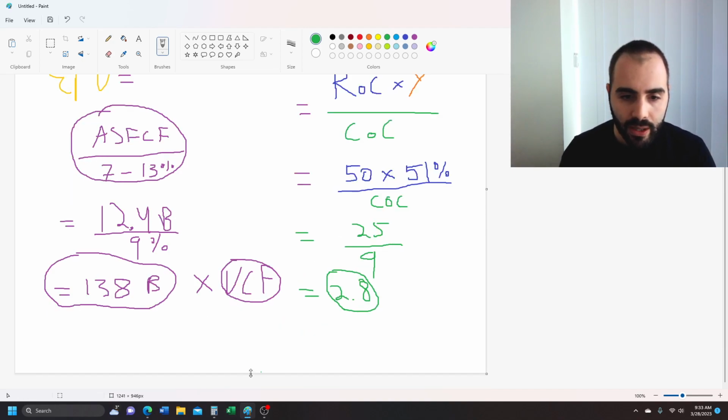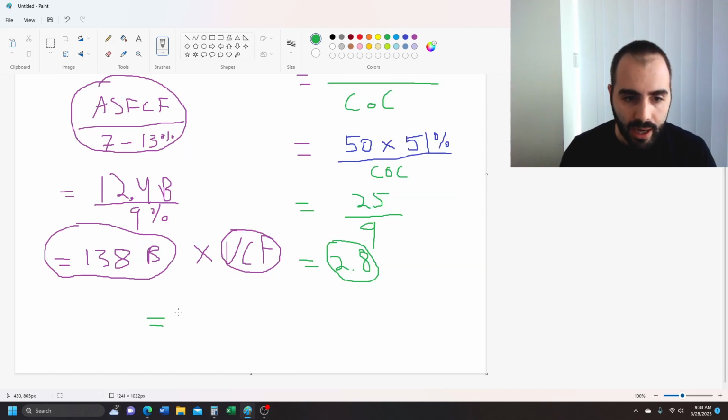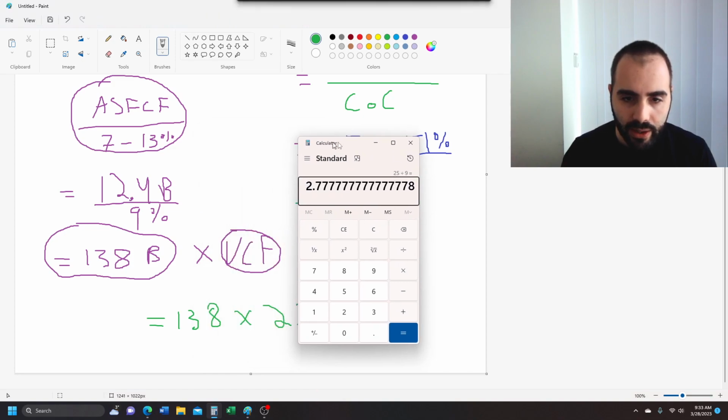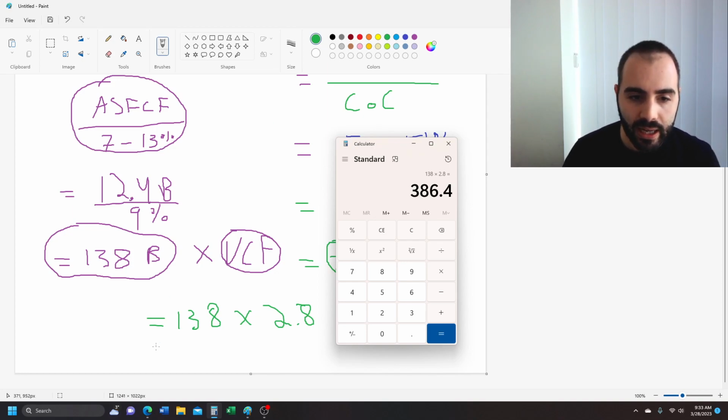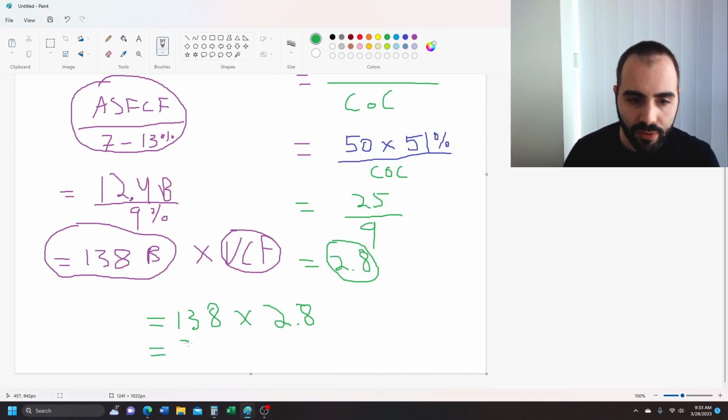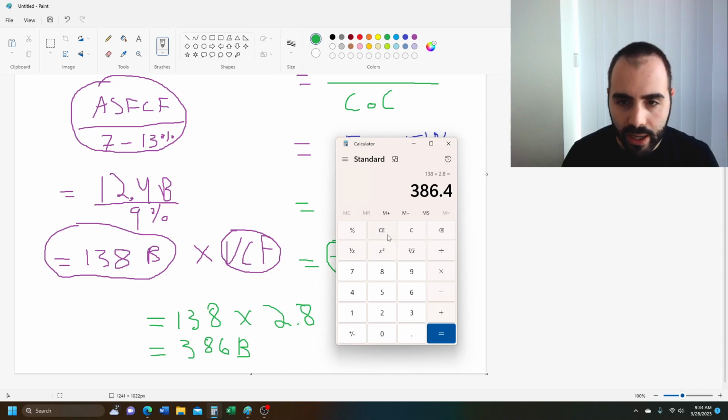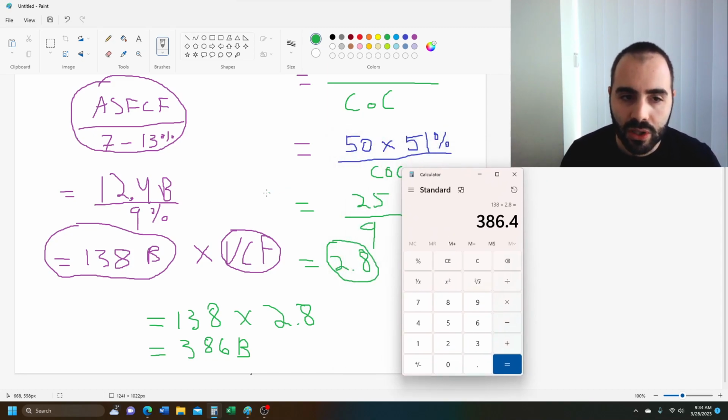Now, what we do here is we take 138, which was our earnings power value, multiplied by our value creation factor. So 138 earnings power value times a 2.8 value creation factor gives us an intrinsic value approximation of $386 billion for Home Depot. Now, like I say, if you use a slightly higher or slightly lower cost of capital, you might get different numbers, but this is roughly the range you're going to fall into.